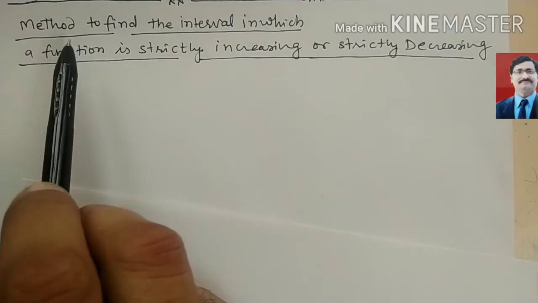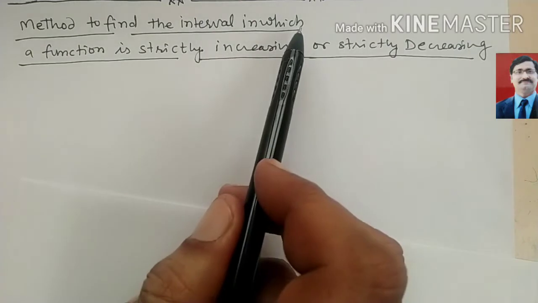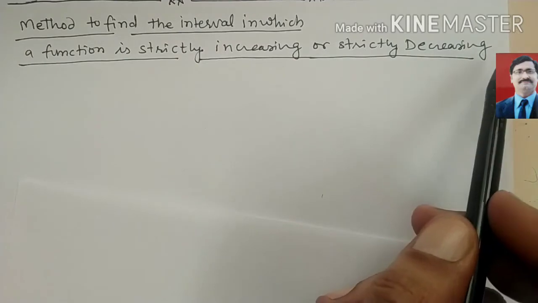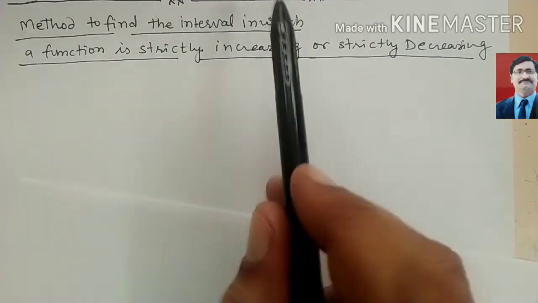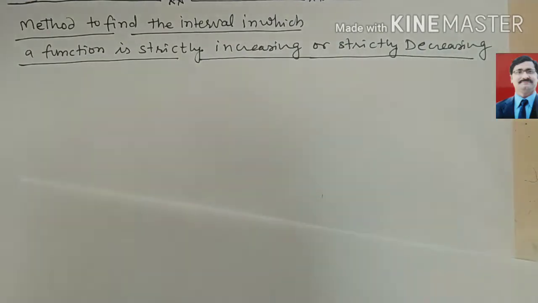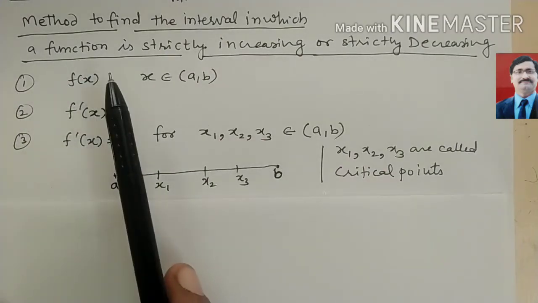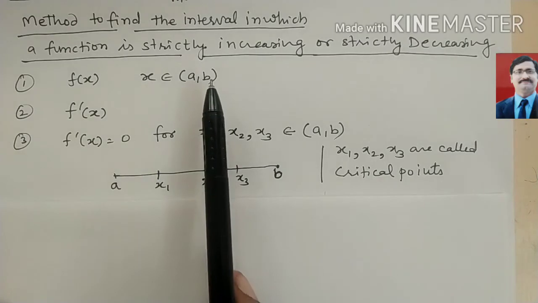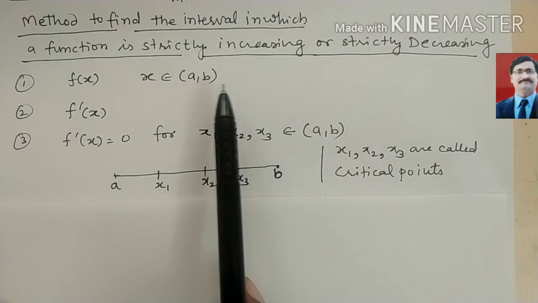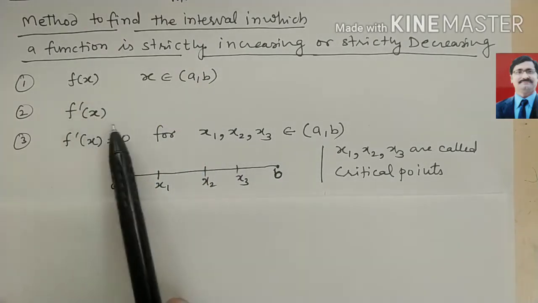Look here, we will do the method to find the interval in which a function is strictly increasing or strictly decreasing. So we will find the interval in which the function will be increasing or strictly decreasing. For that, a function f(x) will be given to you, where x belongs to (a, b). The function and the interval are given to you. First of all, you find the differential. The differential of f(x) will be f dash x.